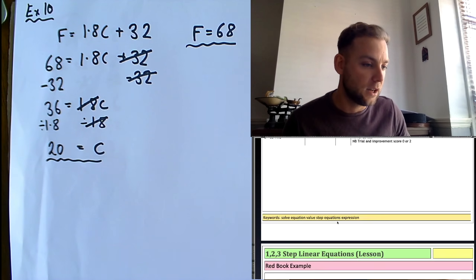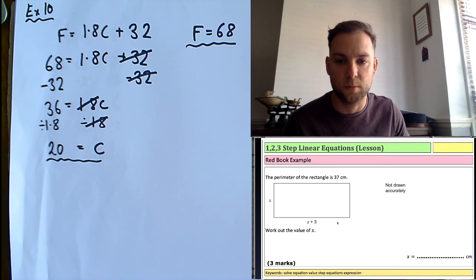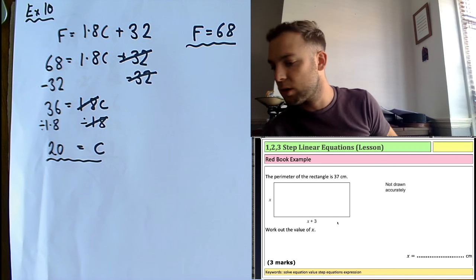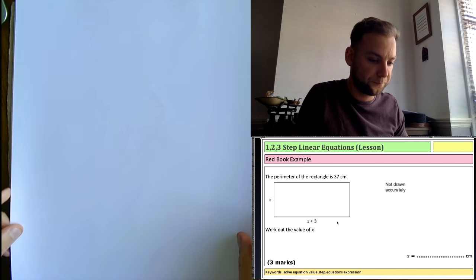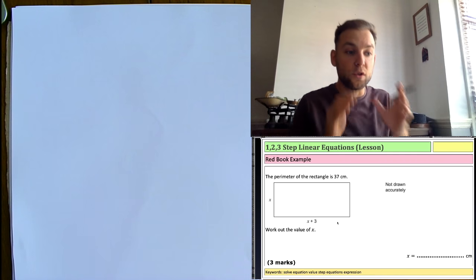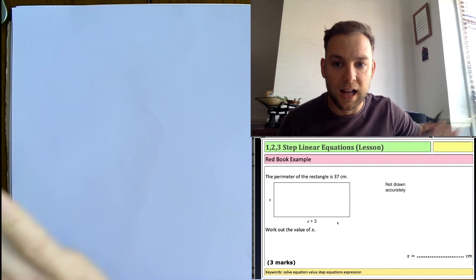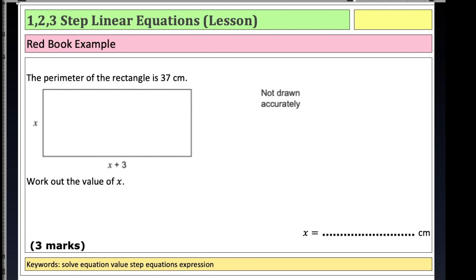Okay, so this is the last little question we're going to have a look at, and then we're going to have a go at some ourselves. So with this one here, you notice that you've got a rectangle. Now what they're asking you to do in this one is form the equation first. It doesn't tell you that, but they are asking you to form this. I will just make this big in case you want to see it as you're copying it out. So it says the perimeter of the rectangle is 37 centimetres. Now that means that the distance all around that rectangle is 37 centimetres. Work out the value of x.